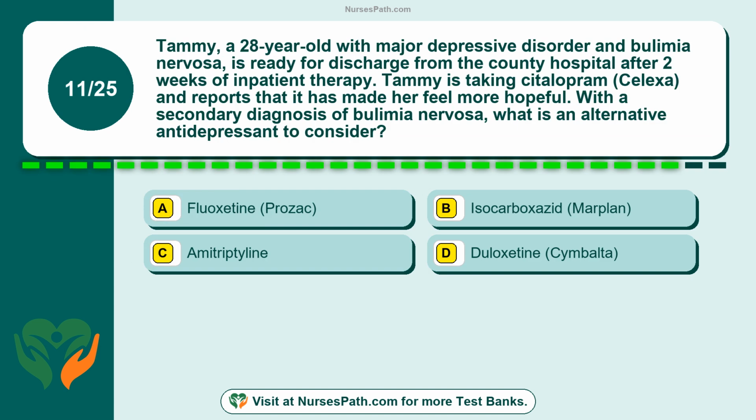Question 11. Tammy, a 28-year-old with major depressive disorder and bulimia nervosa, is ready for discharge from the county hospital after 2 weeks of inpatient therapy. Tammy is taking citalopram, Celexa, and reports that it has made her feel more hopeful. With a secondary diagnosis of bulimia nervosa, what is an alternative antidepressant to consider?